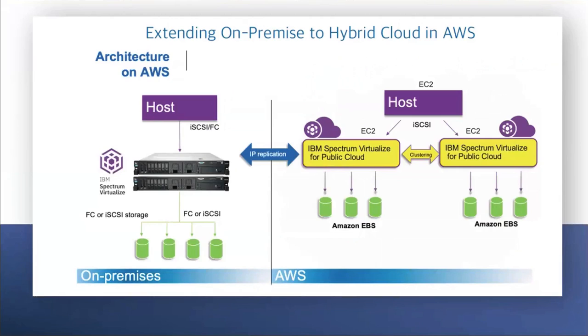Your hosts are connected via fiber channel or iSCSI. Then on the back end, in this particular case with an SVC, I'll have some sort of fiber channel or iSCSI storage connected to this 2-node SVC cluster, or any Storwize footprint you may have on-prem. Then you simply do IP replication to AWS, and that depicts a 2-node SVC cluster in AWS, and I can attach EC2 instances to that with Amazon EBS storage behind the covers.